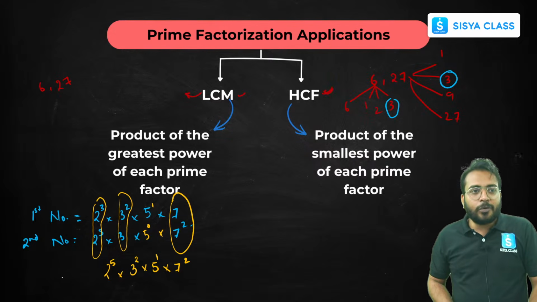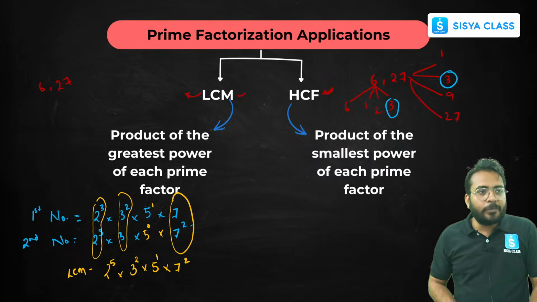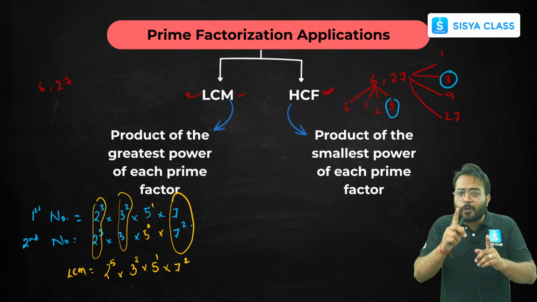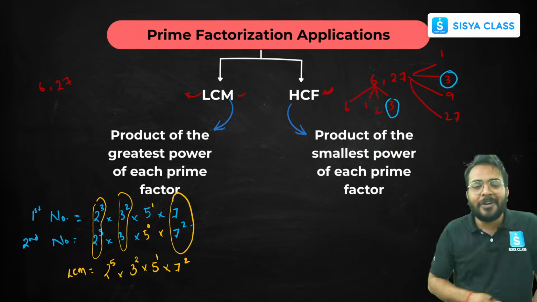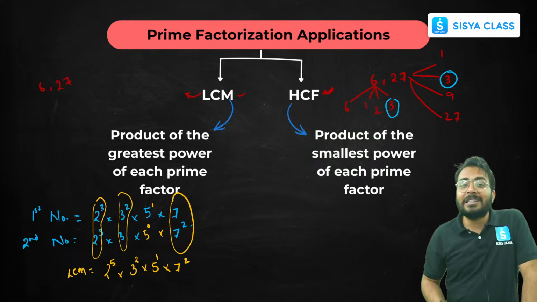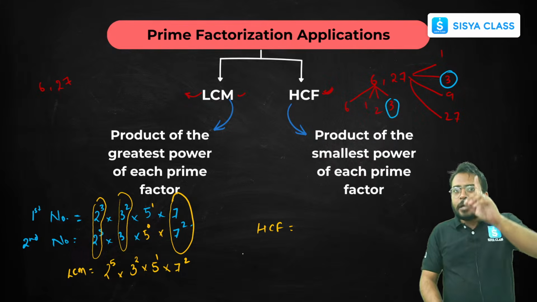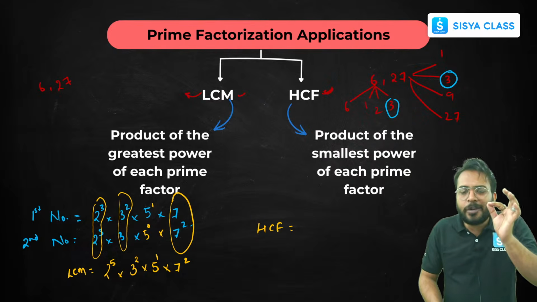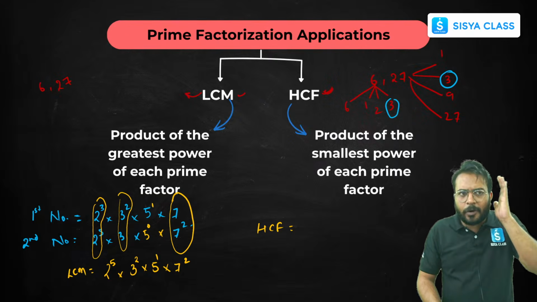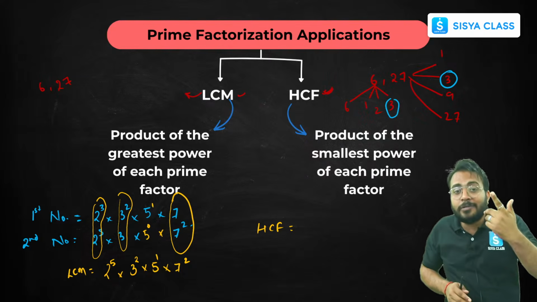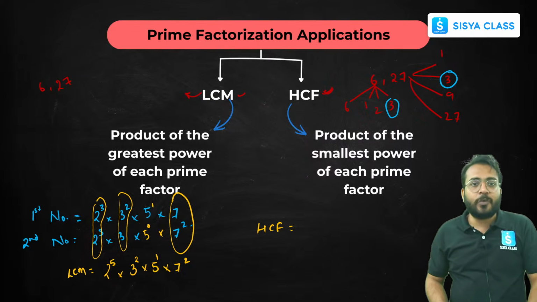So the LCM of these two numbers is going to be 2 to the power 5 into 3 to the power 2 into 5 to the power 1 into 7 to the power 2. This is what the LCM is going to be. Now if I want to find out the HCF, what I will do? HCF means the smallest power of each prime factor. Out of 2 to the power 3 and 2 to the power 5, which one is the smallest power? 2 to the power 3. So I am going to get 2 to the power 3.